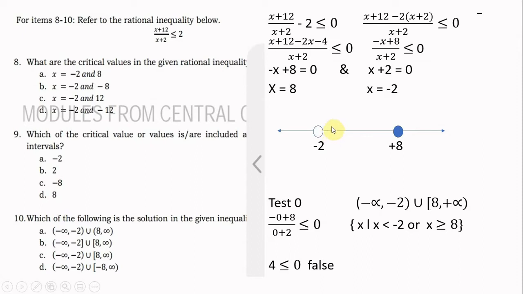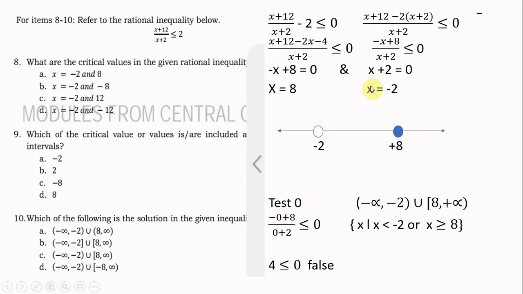Now, how to find out the answer? So the answer for this is an interval. So I prefer to test 0. So where is 0 located? It should be between negative 2 and positive 8 here. So if this is true, then the solution is situated here. But if this is false, therefore the solution is situated here on the left of negative 2 and on the right of positive 8 because this is alternate. If this is true, then this is false, true, false. If this is false, then this is true: true, false, true. Here, let's test 0 in between negative 2 and positive 8.